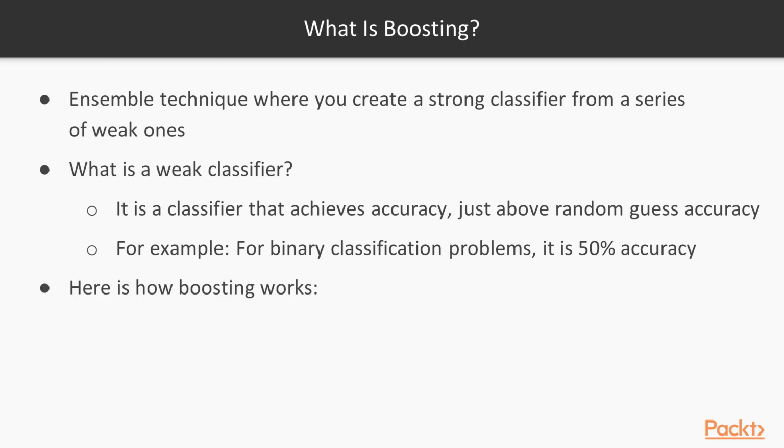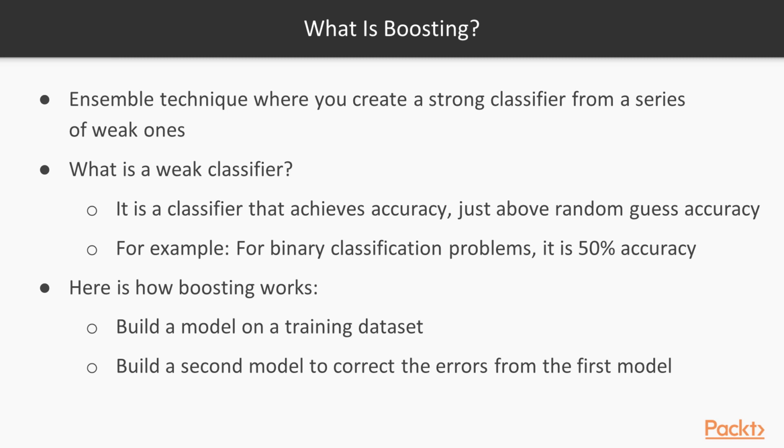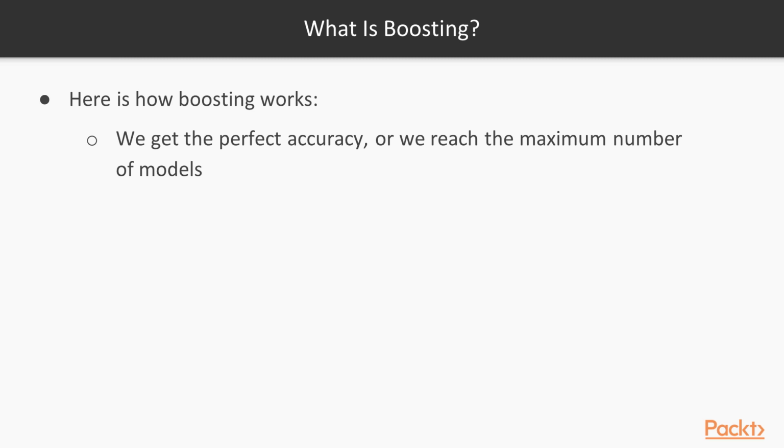And here's how boosting works. In boosting, we build a model on the training dataset. Then we build a second model to correct errors from the first one. We continue to build those next models until we get perfect accuracy or we reach the maximum number of models. Because of course, the more models you build, the more memory you need to process and train them.